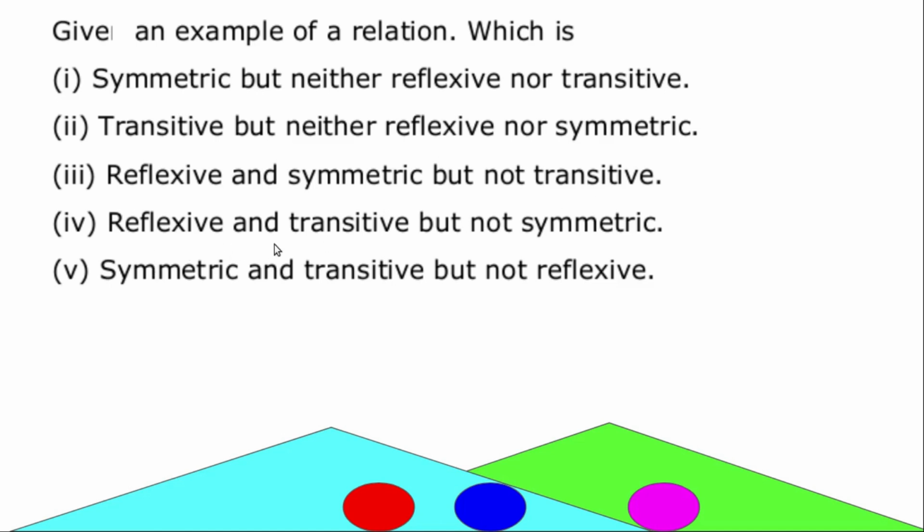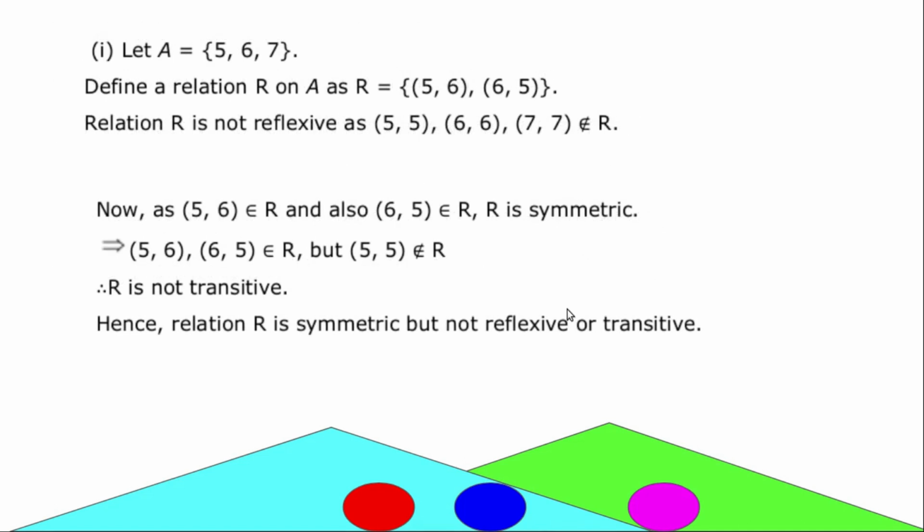Fourth one, reflexive and transitive but not symmetric. And last one, symmetric and transitive but not reflexive. Now consider a set A equal to {5, 6, 7}. Define a relation R on this set as R equal to {(5, 6), (6, 5)}.